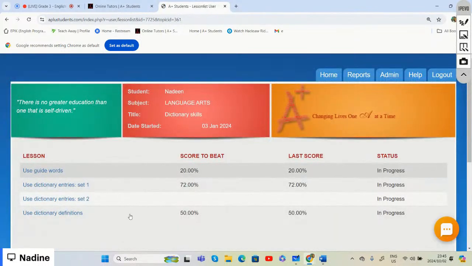So this is now the end of our lesson. We said that this is dictionary skills. We went over guide words as well as how to use dictionary entries. We also identified the entry word, and how to use the dictionary when a word is given and we need to select the correct definition of that word.